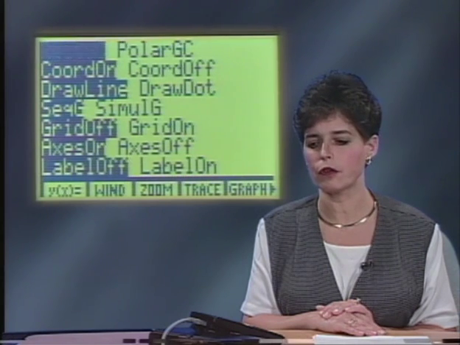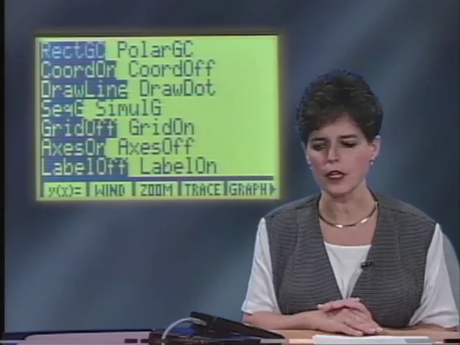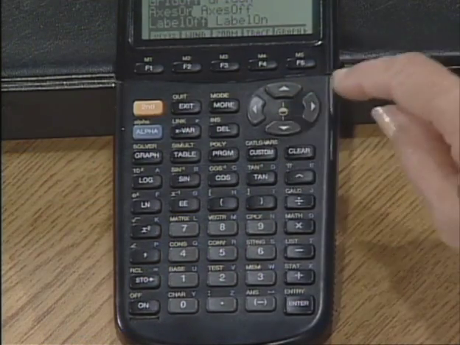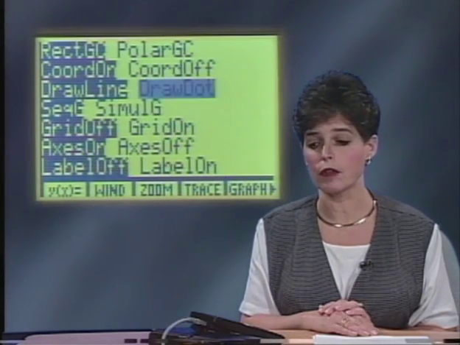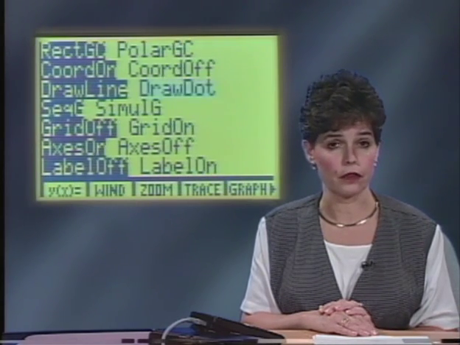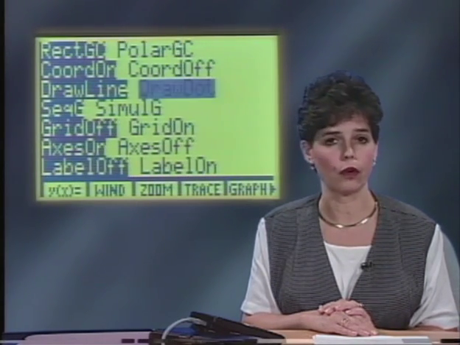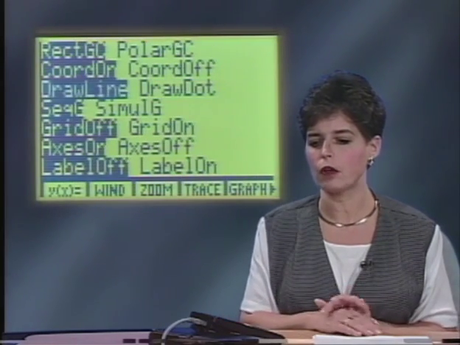If I wanted it to draw things with dots for a long time and not have to individually change them, I could go down here over to Draw Dot, hit Enter, and it would change everything to the dot format from then on. And then if I wanted to go back to the lines, I could go back to Draw Line anytime that I want. Well, let's go ahead and leave that on Draw Line.